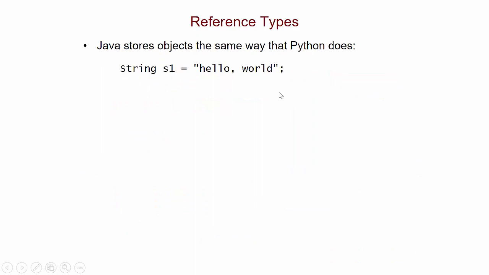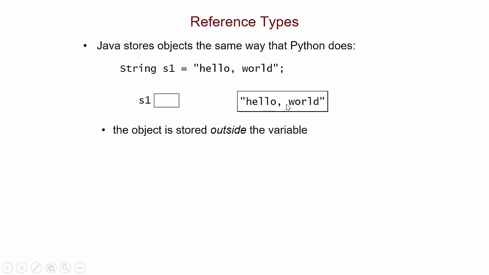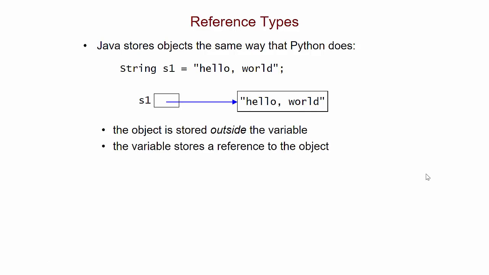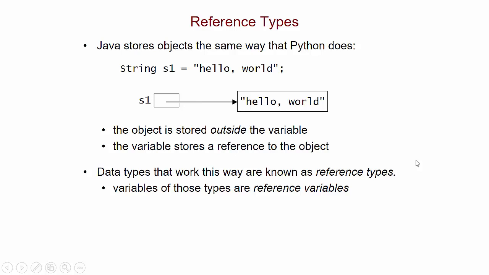So if we have a string, because a string is an object, and we're storing it in a variable, that string object is going to be somewhere in memory, and then what's going to be in the variable is a reference to that object. So this is the same thing that happens with Python, and we're going to use the same way of depicting it in Java. Data types that work this way in Java are known as reference types, and variables of those types are reference variables.